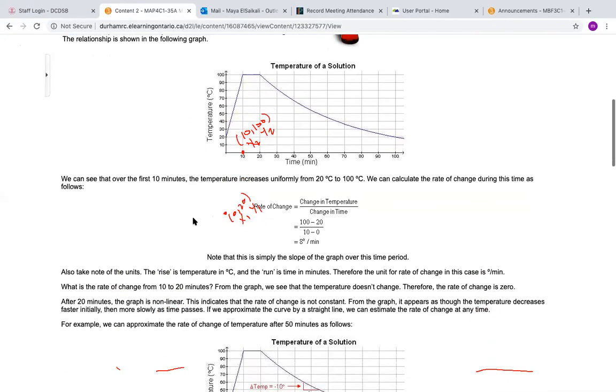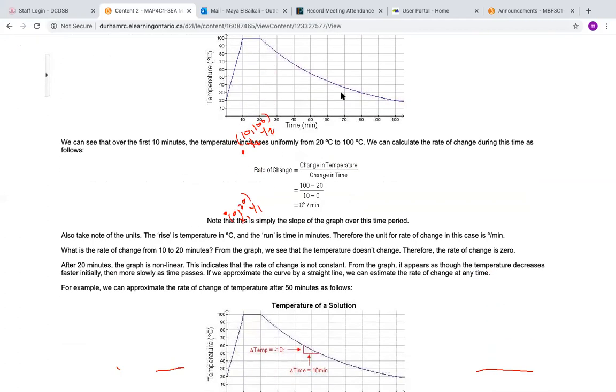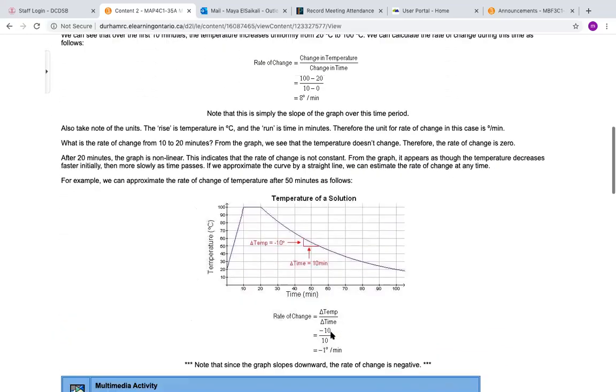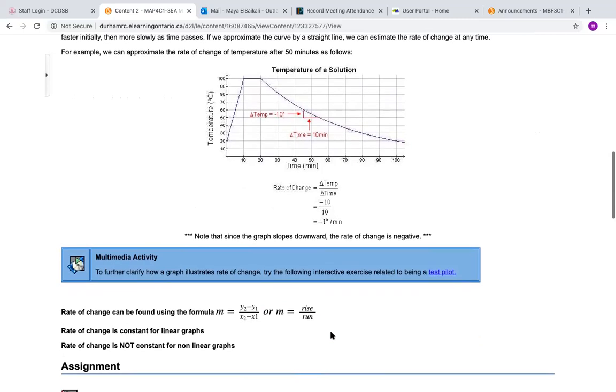All right. Now, after 20 minutes, the graph is nonlinear. This indicates that the rate of change is not constant, as I said earlier. So from the graph, it appears as though the temperature decreases faster initially, then more slowly as time passes. If we approximate the curve by a straight line, we can estimate the rate of change at any time. So this is going to be an average. It won't be an actual rate of change.